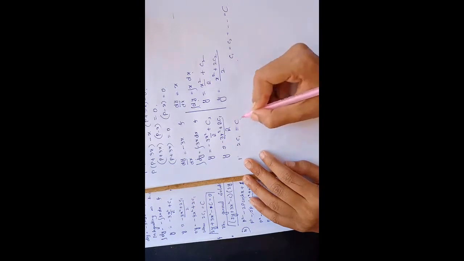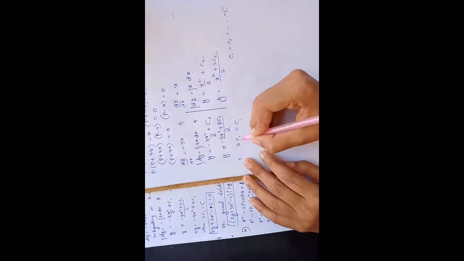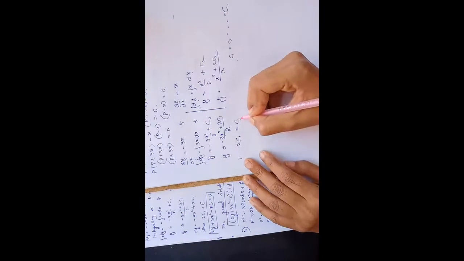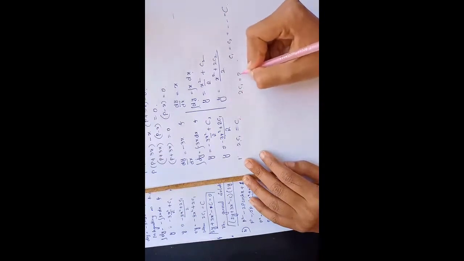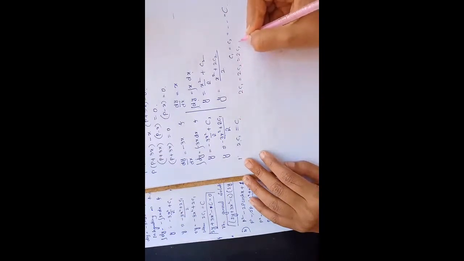I am denoting 2c1 as a C. So 2c1 is equal to 2c2 is equal to 2c3 and so on. I am denoting it as a capital C. So I am taking 2c1 as a capital C.